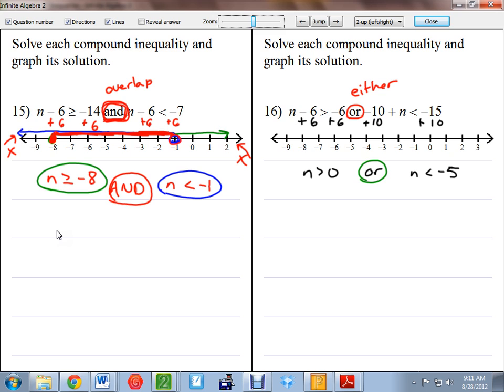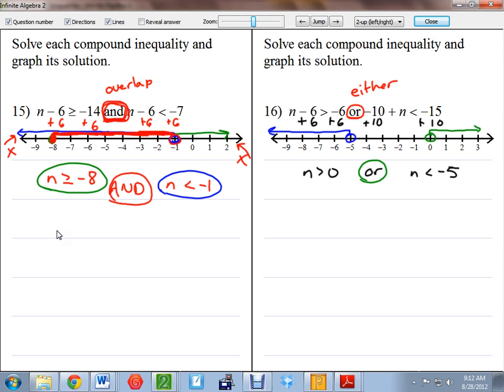So we're going to graph both. n is greater than 0. That is an open circle going to the right because those are the numbers that are bigger than 0. And then we have n is less than negative 5. So we'd again have an open circle since it's not including negative 5, and we'd go towards the left because those are the numbers that are smaller than it.